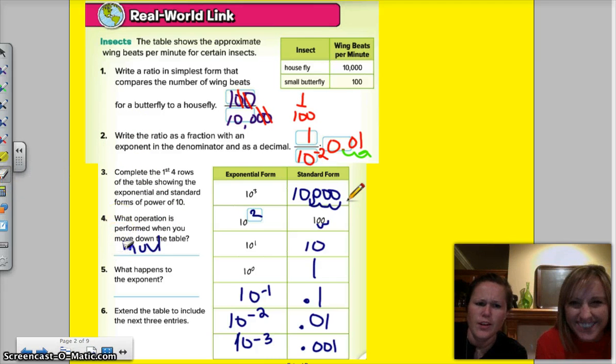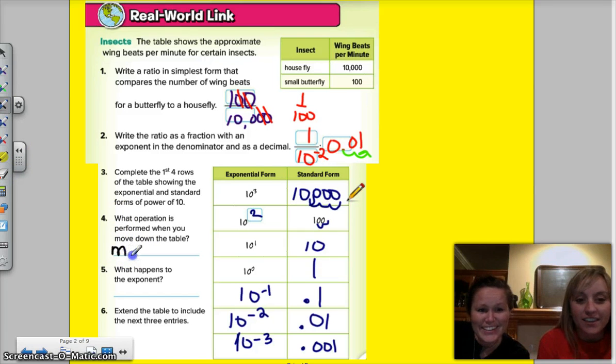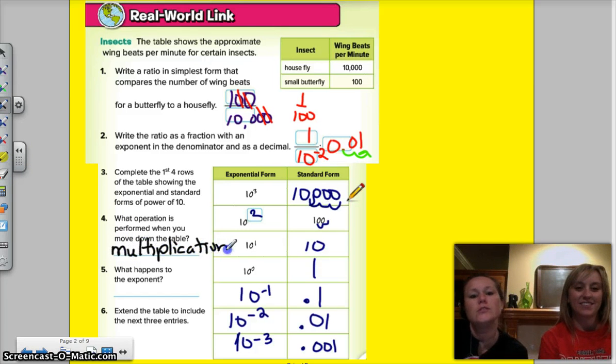I'm going to rewrite. Can you read that? Nobody can read that. I can't even read that. M-U-L. Multiplication. All right. Got it.